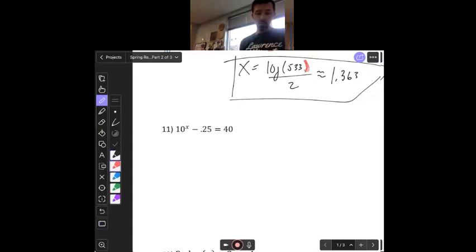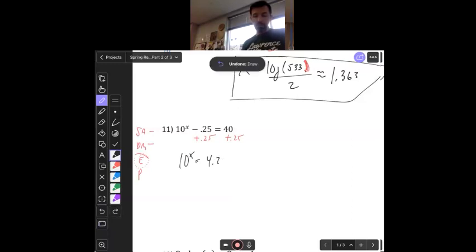Again, when you're thinking about solving, it's thinking about SADMEP, and a logarithm happens at the exponential level of math. And so anything that's outside of that needs to be done first. So you add that 0.25 to both sides first. So 10 to the x equals 40.25. And now we can turn that into a logarithm. So log base something of something equals something.